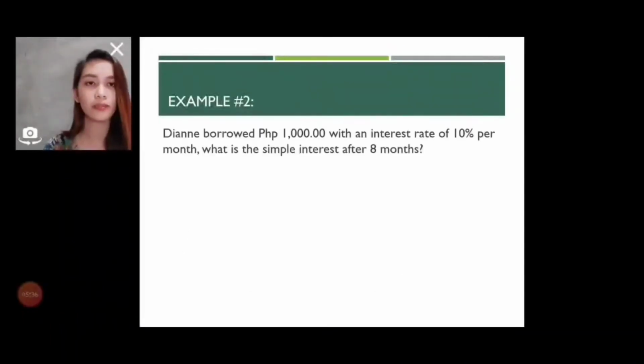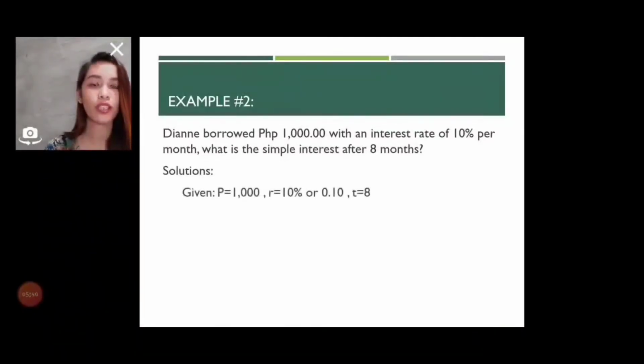Okay, next example. Diane borrowed 1,000 with an interest rate of 10% per month. What is the simple interest after 8 months? So, our solution: first, write the given. Your principal is 1,000. Your rate is 10% or 0.10 in decimal. Your time there is 8 months. Your interest rate there is per month. Since we are going to find the simple interest after 8 months, your time will be 8.